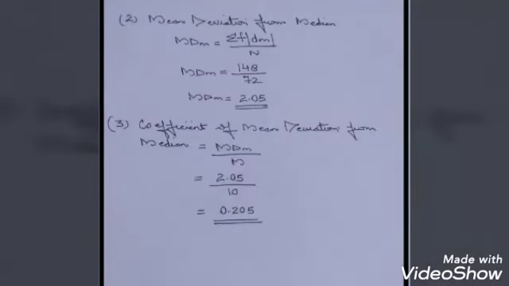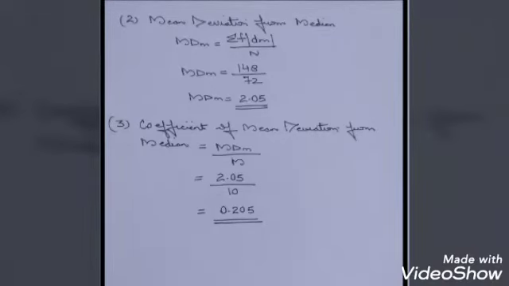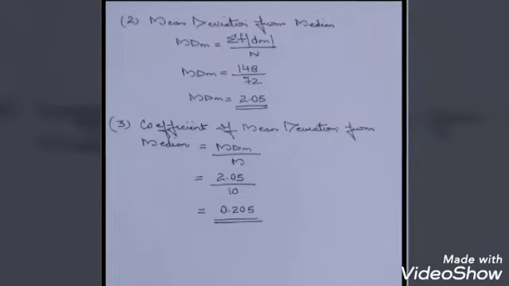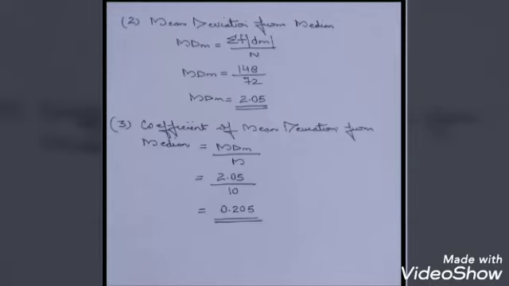Now we are going to find out the mean deviation, so we plot this into the formula. The formula for mean deviation from median is MDM equals sigma fd upon N, where sigma fd is how much, students? It is 148. So 148, and your N is 72. 148 divided by 72 comes to 2.05.